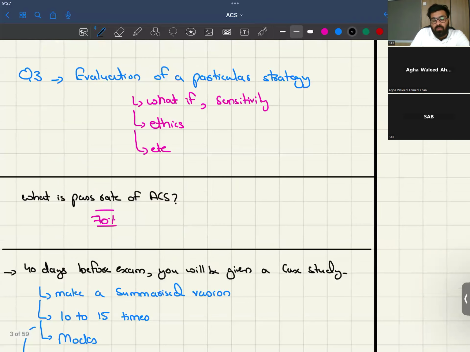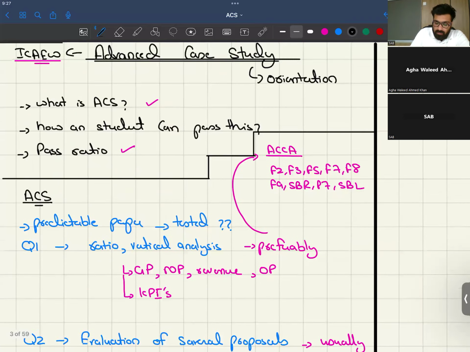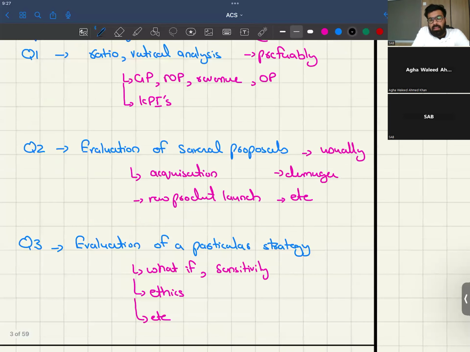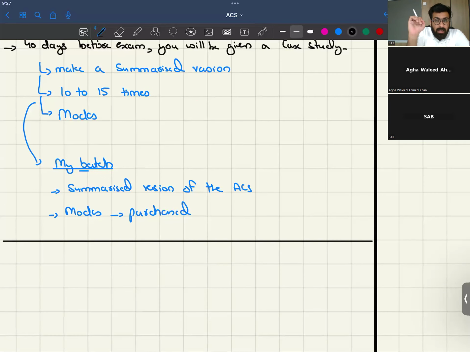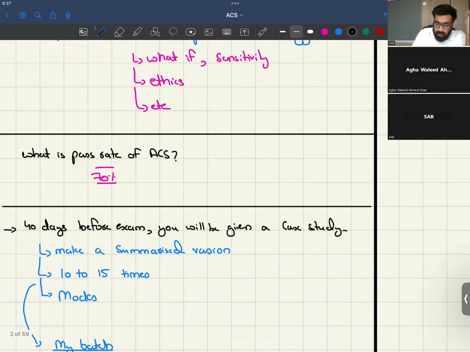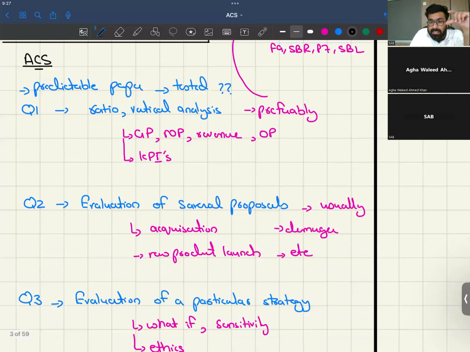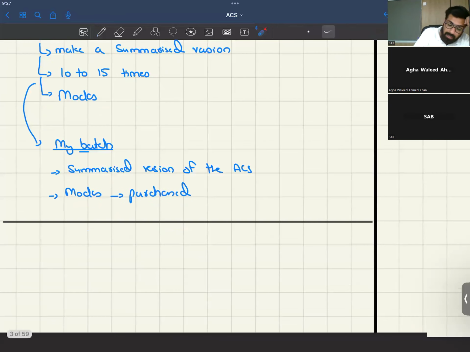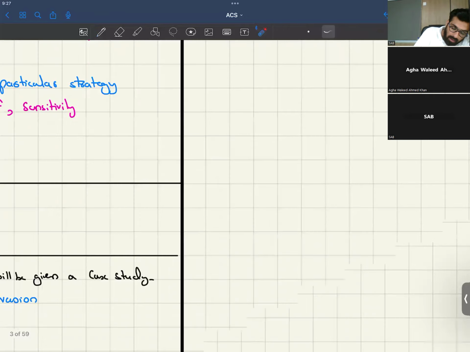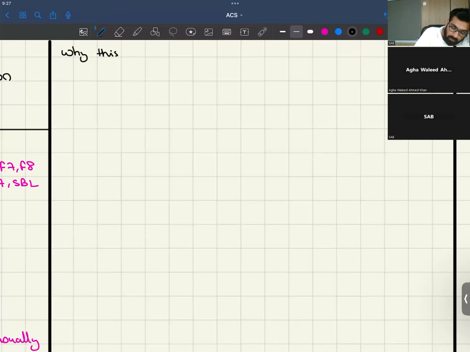Yeah. So again, the frequent question that has been asked by many students is: if this is a predictable paper, if you always provide a summarized version, if we can perform mocks, then why exactly does this paper get failed? If the requirements are too easy, if the analysis is too easy, then why does this paper get failed?